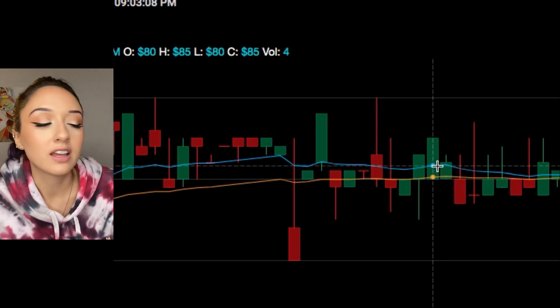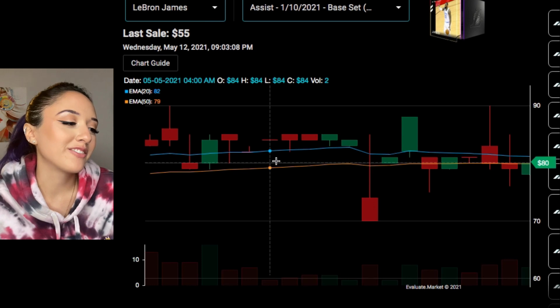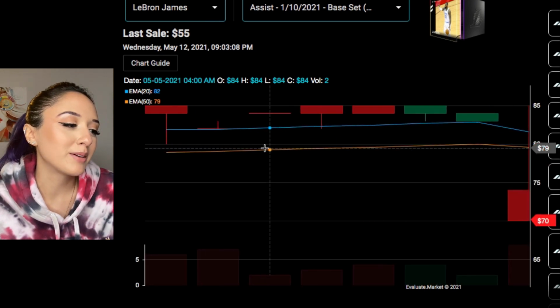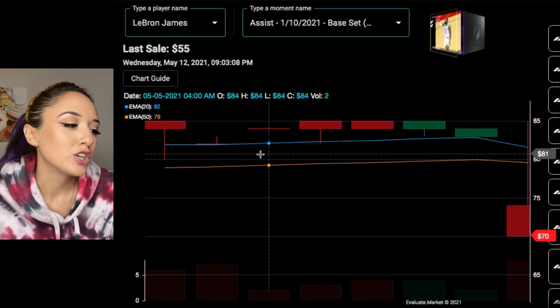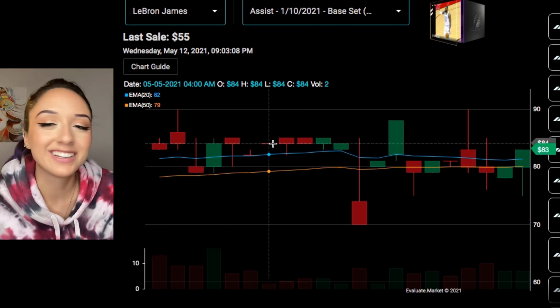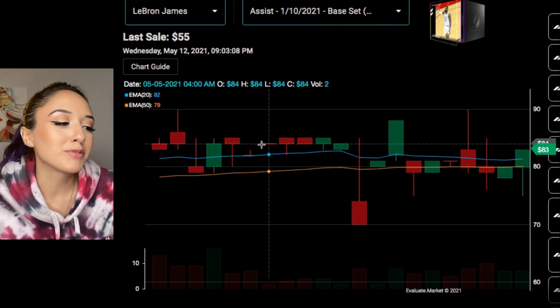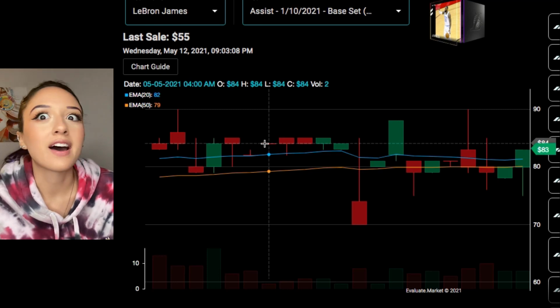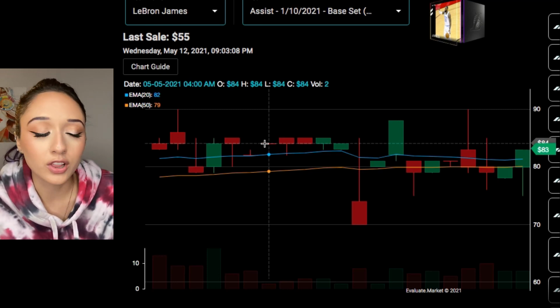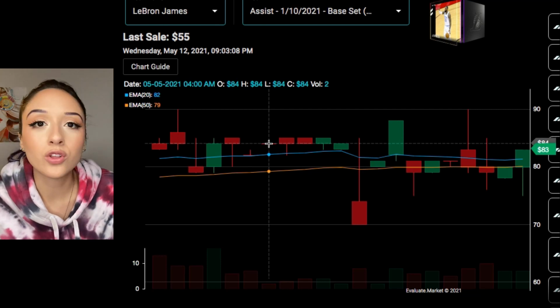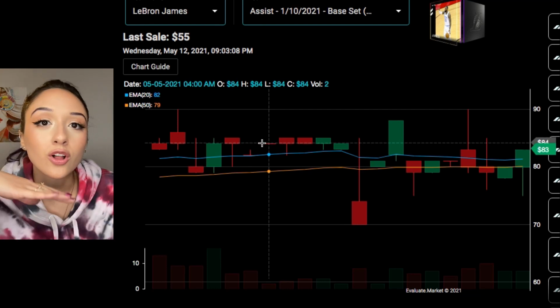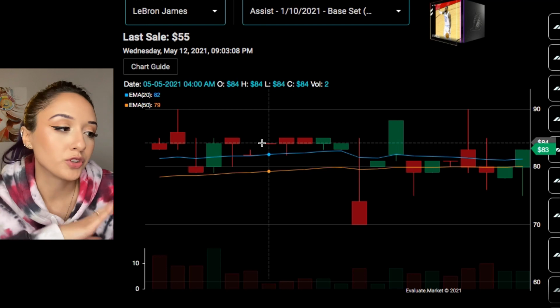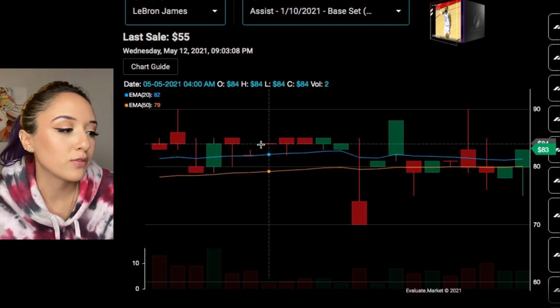Therefore, it is green. Now, if we look at another one like this one right here, I'm just going to zoom in. It's literally just a dash. That means all the numbers were the same. The first transaction, the last transaction, the highest transaction, and the lowest transaction were all the same dollar amount during this 1-hour time interval. So therefore, it just looks like that.